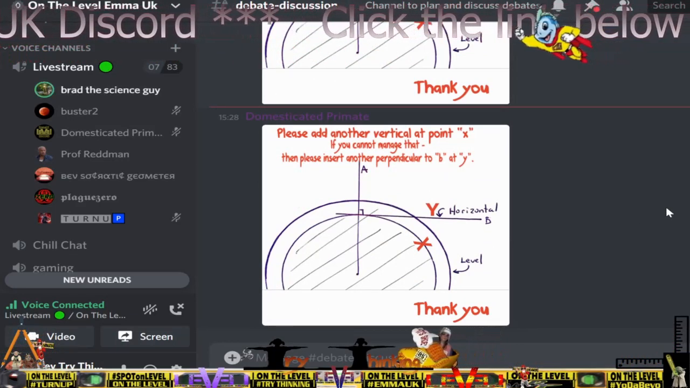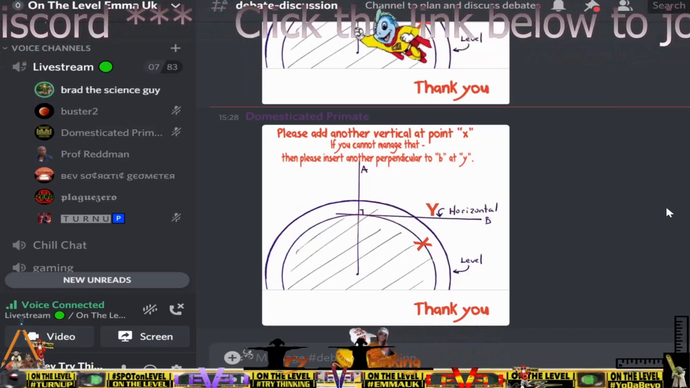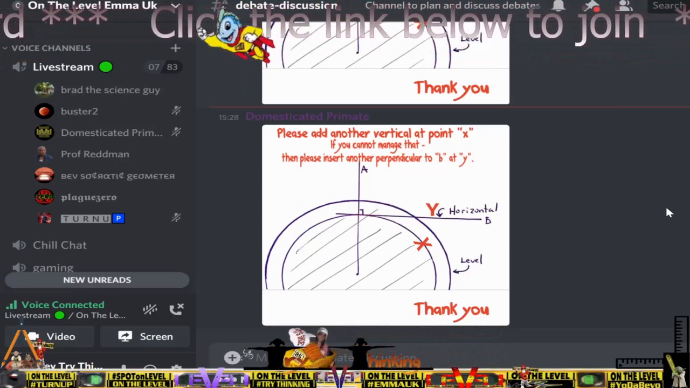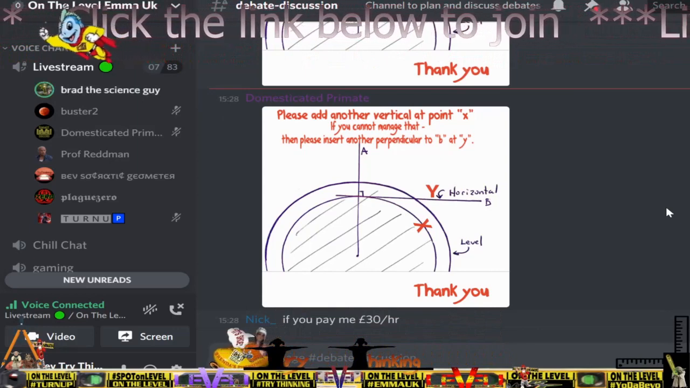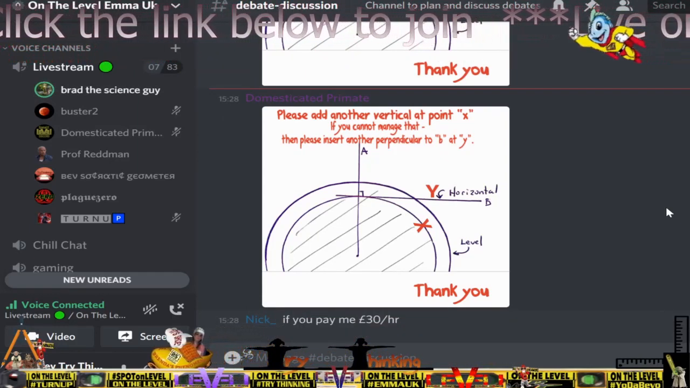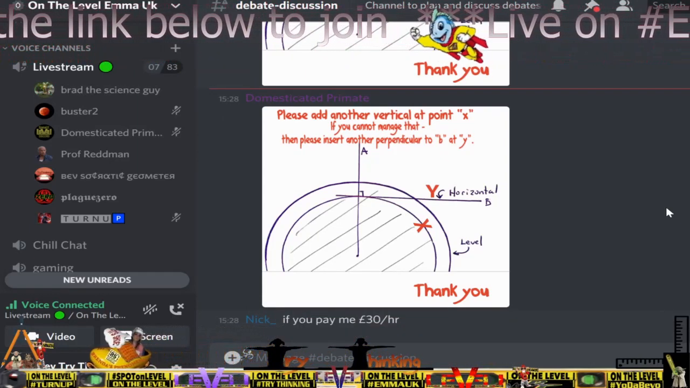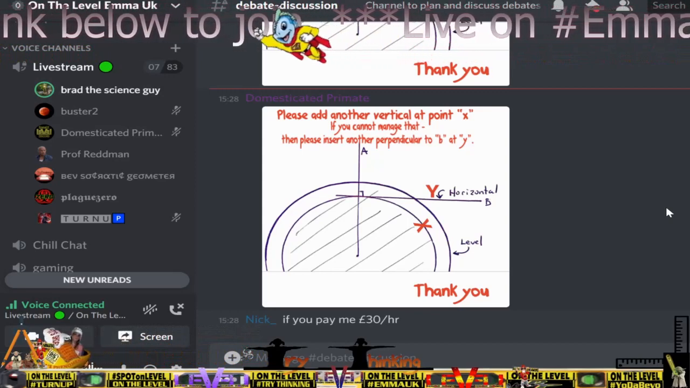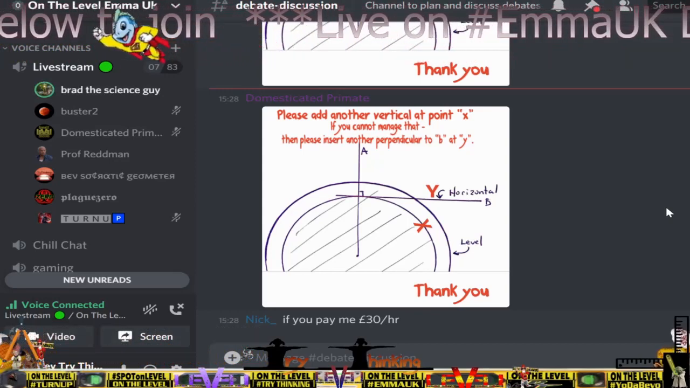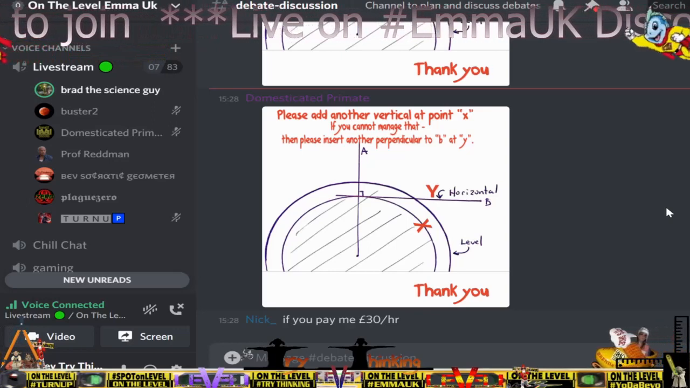At point A, let's go to point A on the top. You're at point A, you have horizontal B mapped out there. And your level line falls away from that horizontal line, curves around the surface of the earth.